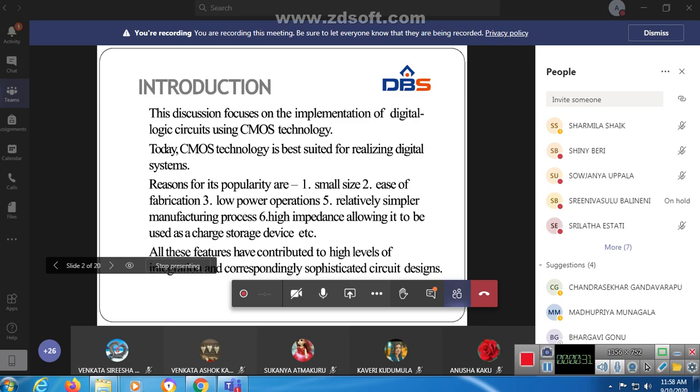In unit 1, we will discuss CMOS logic. CMOS stands for complementary metal oxide semiconductor logic. The basic building block for this subject is that you should have learned the EDC subject, electronic devices and circuits.